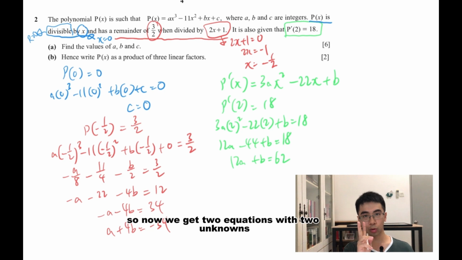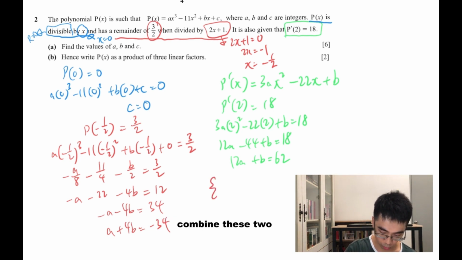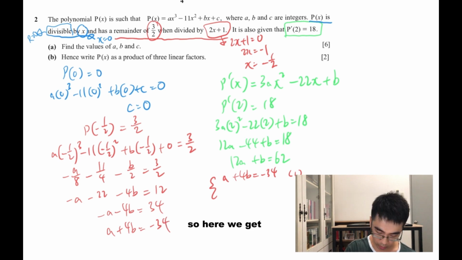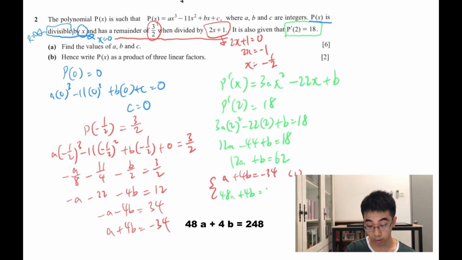So here we got two equations with two unknowns, so we just combine these two. And for the second equation, I will write it as multiply all the thing by 4. So here we got 48a plus 4b is equal to 248. This is the second equation.